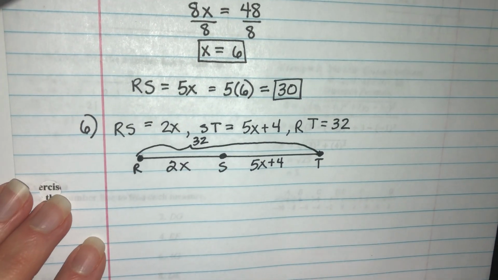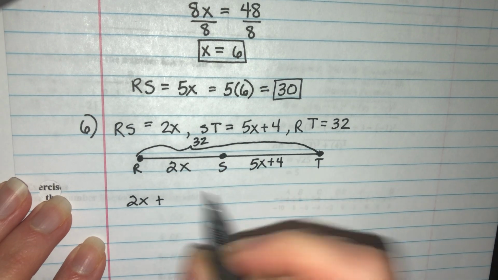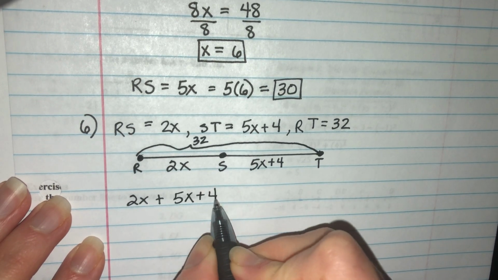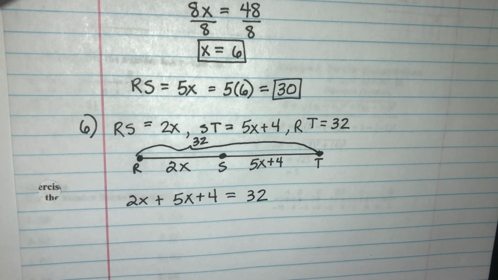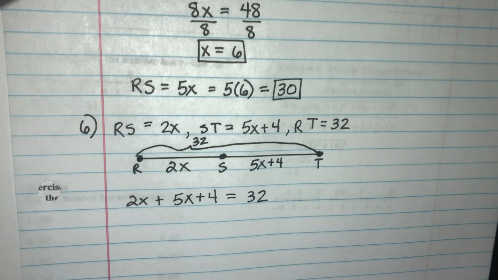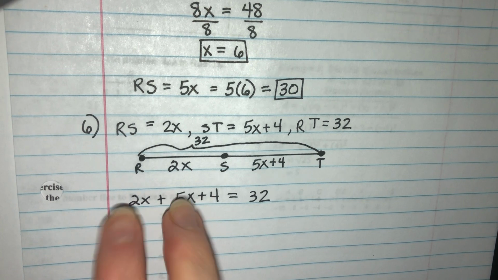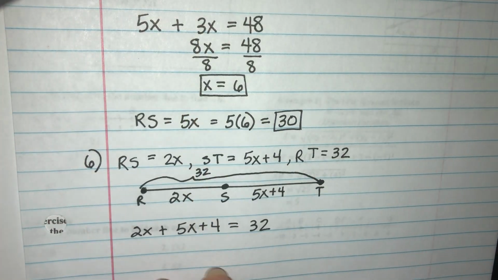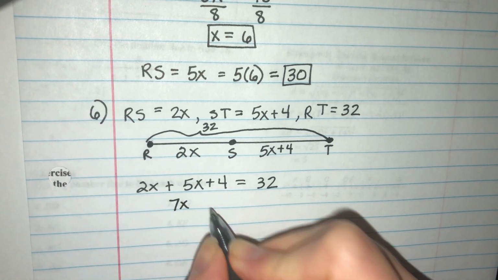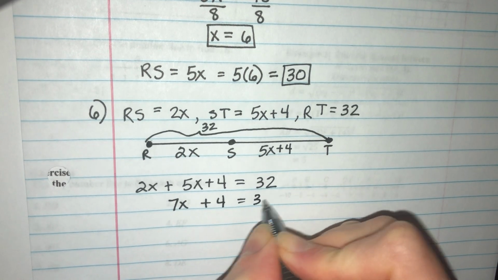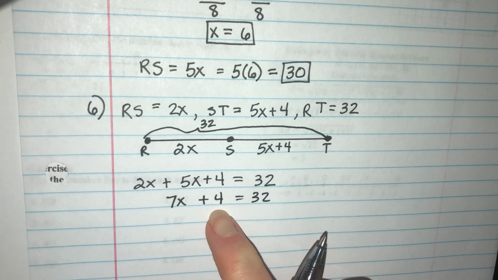So the equation that we will write is this little piece 2x added to this little piece 5x plus 4 equals the total from R to T, 32. Now that we have our equation, we need to solve it for x. 2x and 5x can go together just like the 5x and the 3x went together over here. 2x plus 5x is equal to 7x plus 4 equals 32. We cannot add the 7x and the 4 because this one has an x and this one doesn't. They are not like terms.